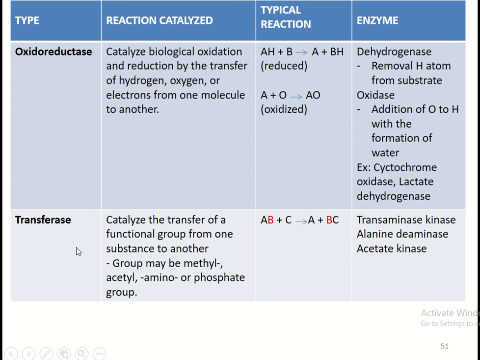Next is transferase. Okay, you remember naming the enzyme is based on its function, right? Based on its chemical reaction. So that's why it is called transferase, because its function is to catalyze the transfer of a functional group from one substance to another, from A to B. Okay, examples of transferase enzymes are transaminase, kinase, alanine deaminase, and acetate kinase.